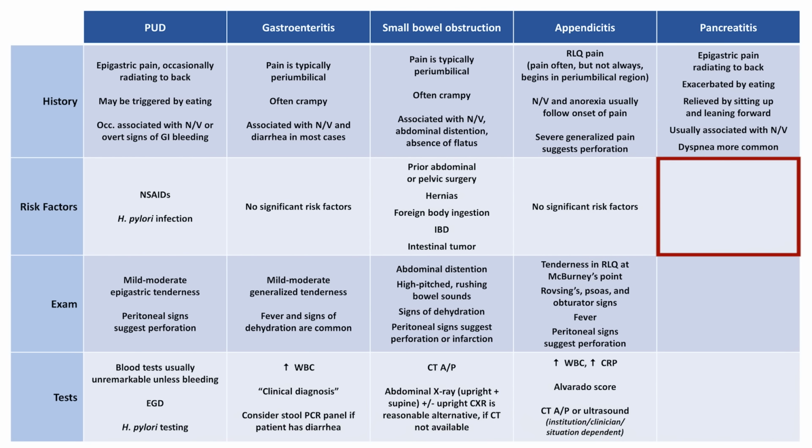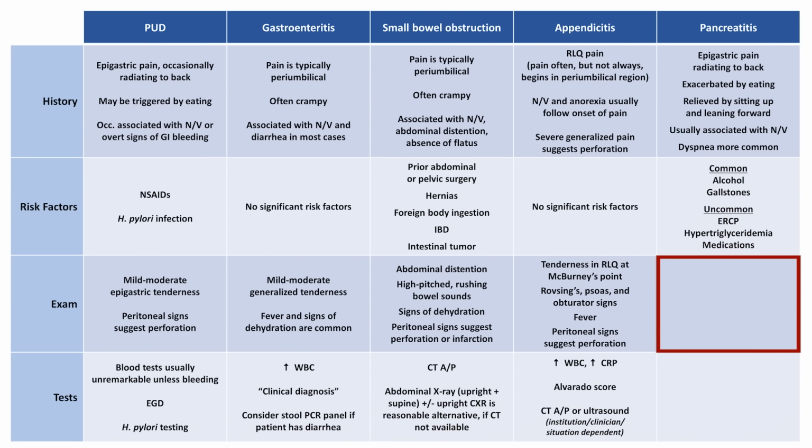Risk factors or etiologies for pancreatitis include alcohol and gallstones, which together account for the majority of cases. Less common causes include ERCP, hypertriglyceridemia, and a variety of medications. On exam, severe cases can present with shock. And periumbilical or flank ecchymoses suggest hemorrhage secondary to pancreatic necrosis, a particularly worrisome sign.